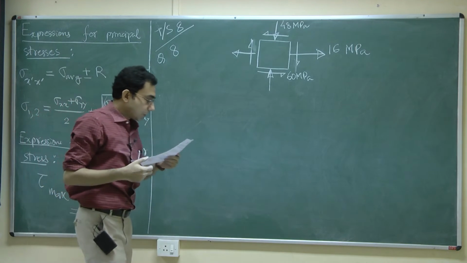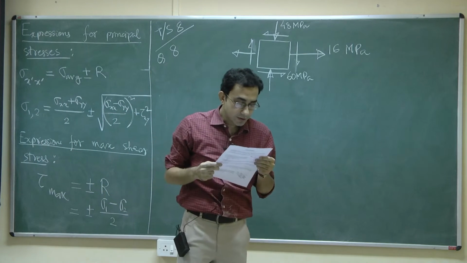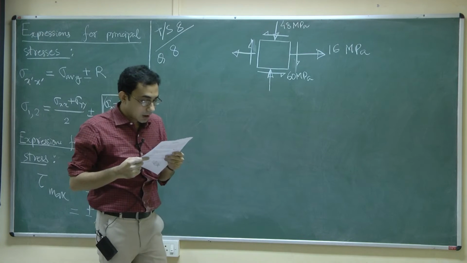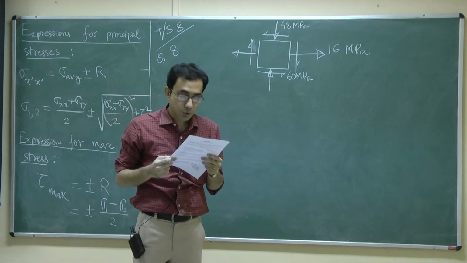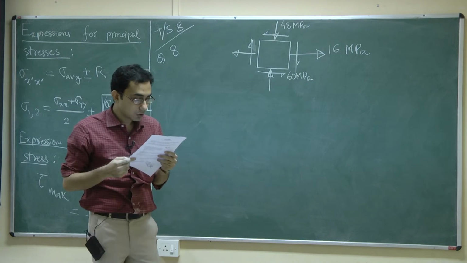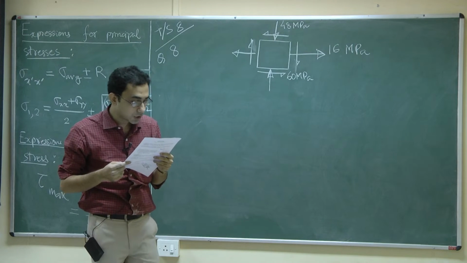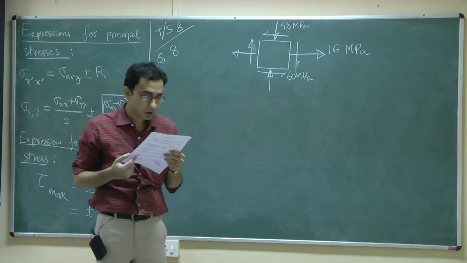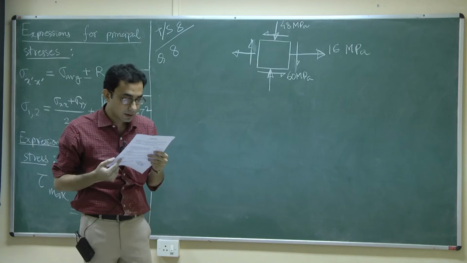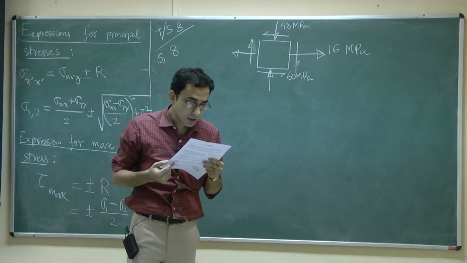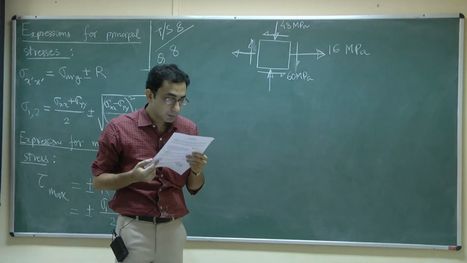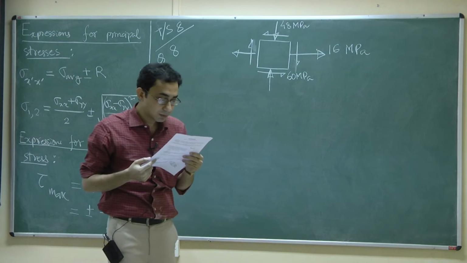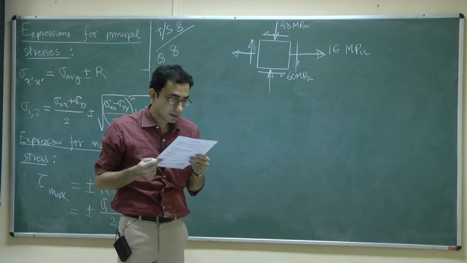Okay, so let me just read out the question. For the given state of stress, meaning whatever is presented in this diagram, determine, first of all, the orientation of the planes of the principal stresses. The principal stresses themselves is the second part of the question. The third part is asking us to find the orientation of the plane of maximum in-plane shearing stress. Part D is asking for the maximum in-plane shearing stress, and part E is asking for the corresponding normal stresses.